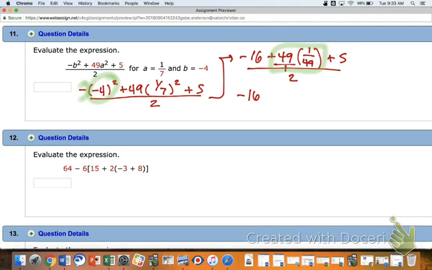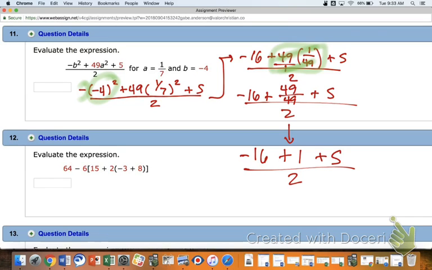When you are multiplying fractions together, what you do is you multiply the two numerators together. 49 times 1 is 49. And you multiply the two denominators together. 1 times 49 is 49. Does that make sense? All right. And then I do have division because of that. Just keep going down here. 49 divided by 49 is 1.